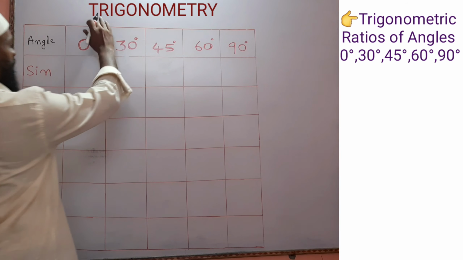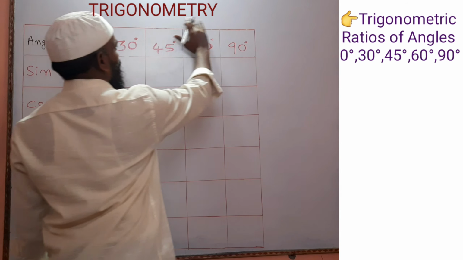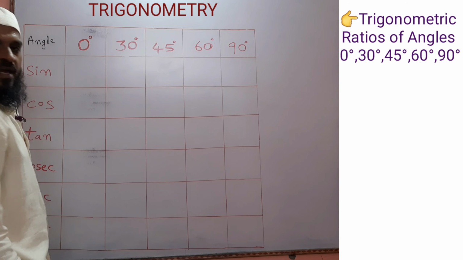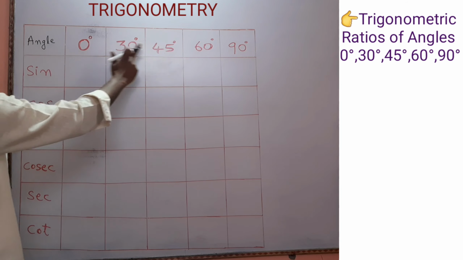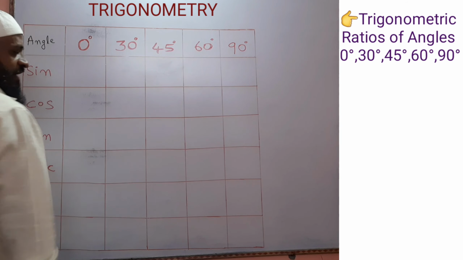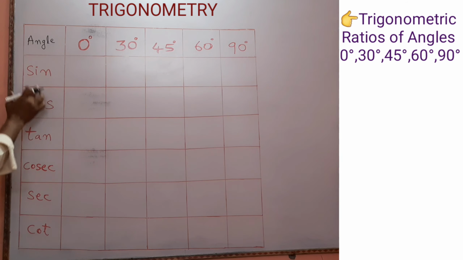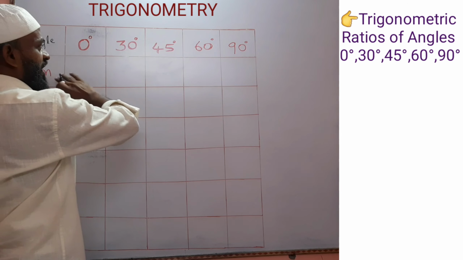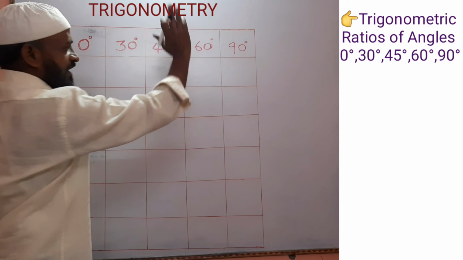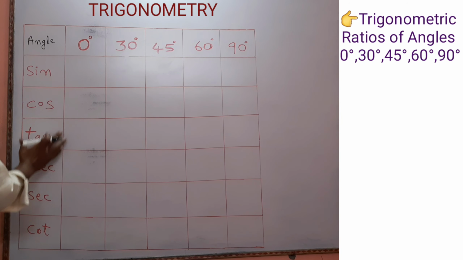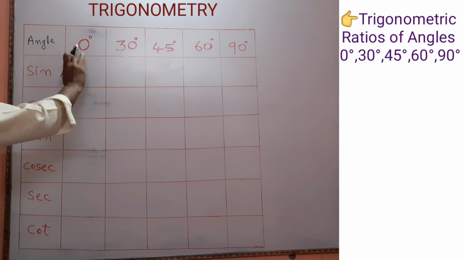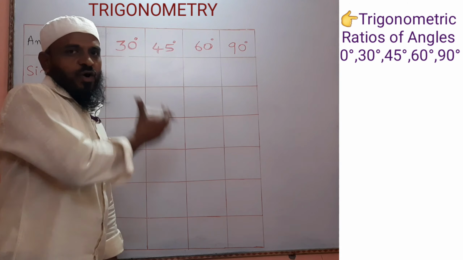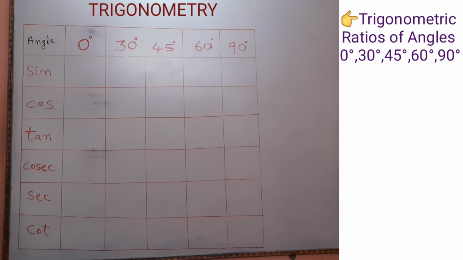Next one is trigonometric ratios of some specific angles. The angles are 0 degree, 30 degree, 45 degree, 60 degree and 90 degree. So we have to know the values of sine 0 degree, sine 30 degree, sine 45 degree, sine 60 degree and sine 90 degree. We have to get all trigonometric ratio values for these specific angles. We don't need to learn them by heart, and we have to follow a trick.